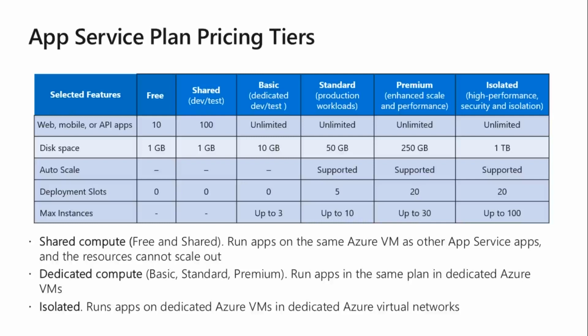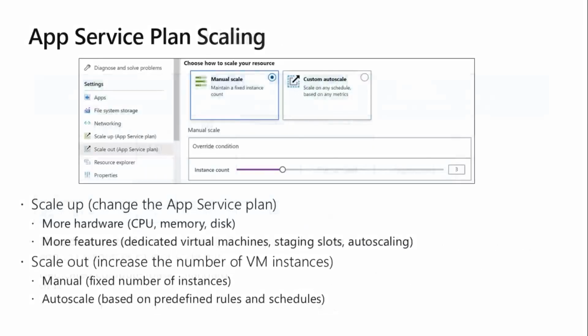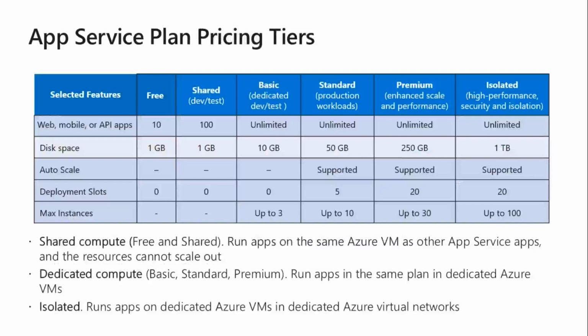But in case of basic, standard, and premium, they have their own dedicated storage space. This storage space is used by you only. Though you can install many web services inside it, this space is applicable for you. It is not being shared by other account holders. And for isolated, in case of isolated, you will get 1 TB of storage space.